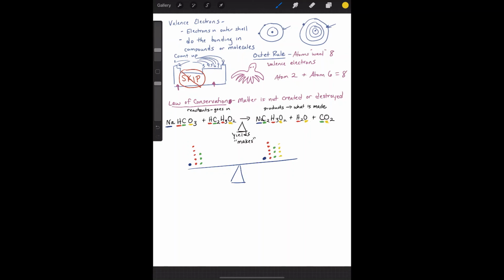So indeed, this equation, because it has the same number of each element before and after the reaction, we can say that it is balanced. And that's why I have it on balance, though I should have made it a little bit more straight. So that's a balanced equation.